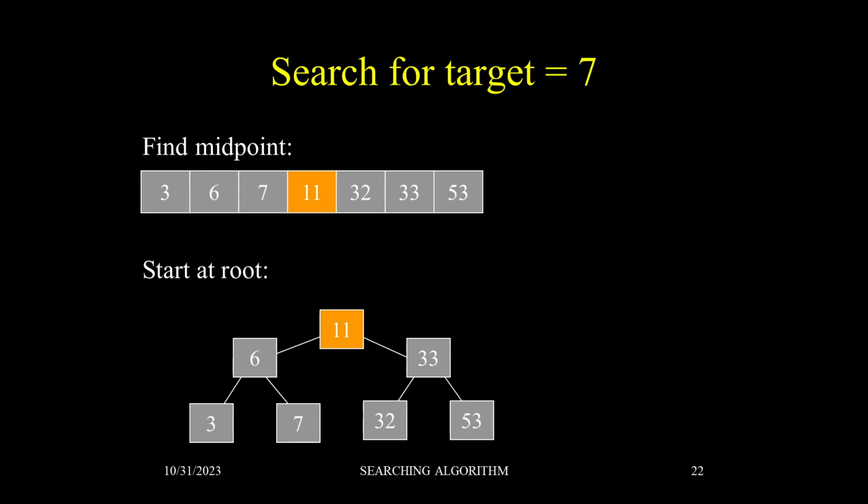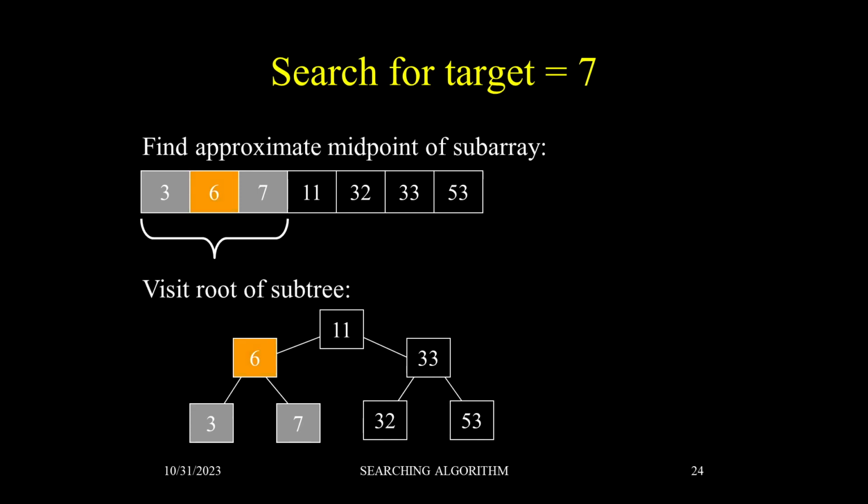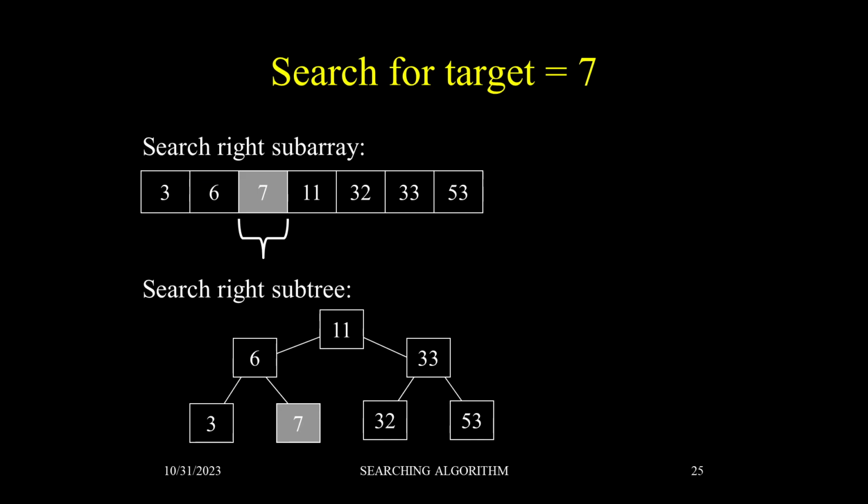It's clear. Now we start at the root. Okay, what is the root here? We are taking the midpoint 11. So in the root, is 11 equal to 7? It is not. Then 7 is less than 11, so we go to the left subtree. In the left subtree, what is the parent here? It is 6. Is 6 equal to 7? No. Then can we go to the left-hand side? We cannot, because 7 is greater than 6. So in that case we have only one option, we go to the right subtree, and there we find 7. It is found.